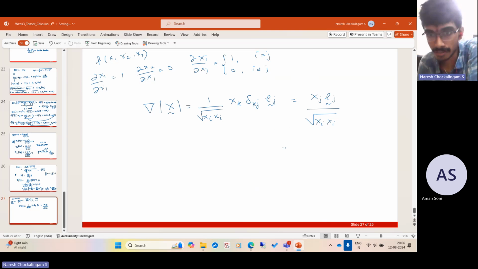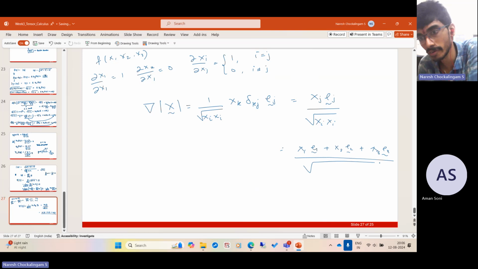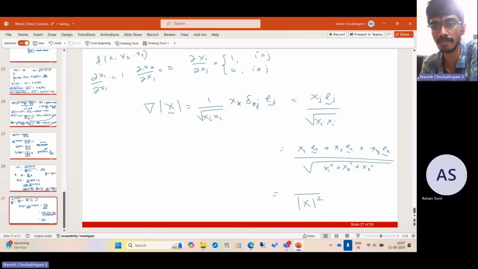Now expand it out. This is nothing but x1 e1 plus x2 e2 plus x3 e3 divided by the square root of x1 square plus x2 square plus x3 square. What we have in the denominator is the magnitude of x. In the numerator, it is the component of x along e1, which is x1, multiplied by the basis vector e1, plus the component along e2 multiplied by e2, and so on. So it is nothing but x.